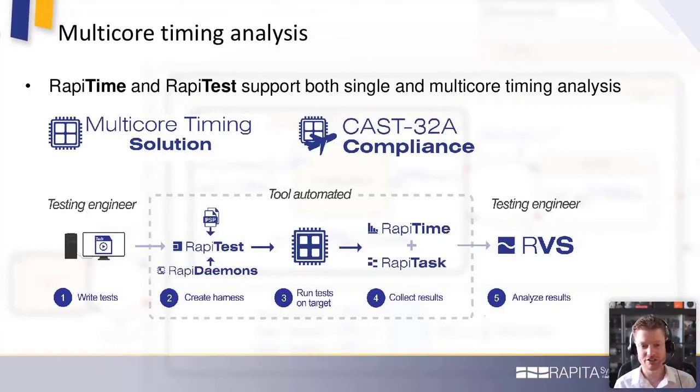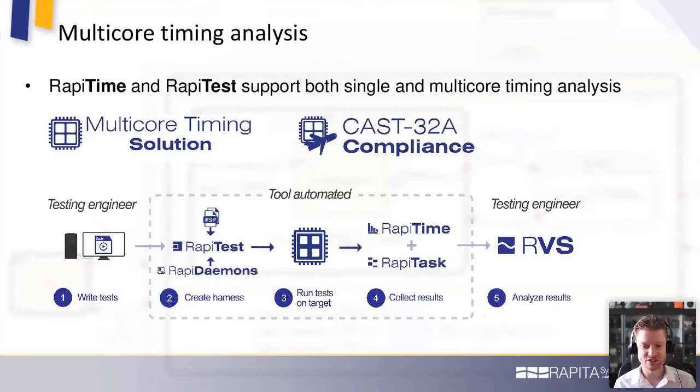Another question we get from our customers regularly is, how does multicore factor into this equation in terms of timing analysis? The answer is that RapiTime in its traditional single core configuration will help you understand the relationship between the inputs to your system and its timing behavior. In a multi-core system, exactly the same thing applies. You still need to understand the relationship between your inputs and the timing analysis behavior.